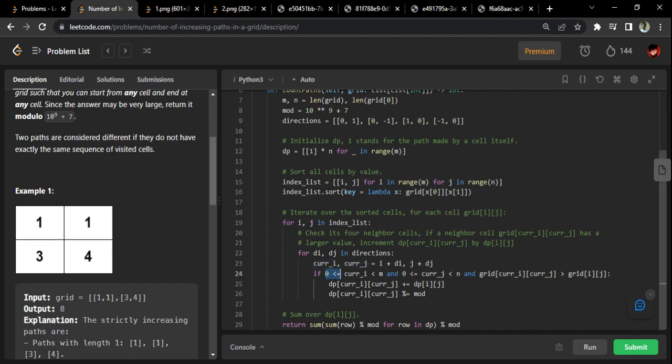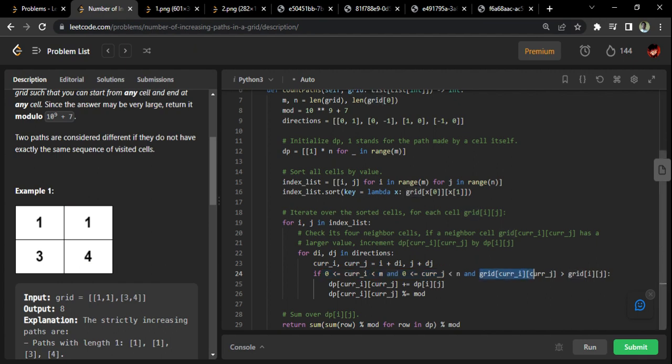Current i and current j basically refer to the adjacent elements. I'm checking here if the current i, the row number, is within the grid. Similarly, the column number represented by current j should be within the grid. Only if it's within the grid will it refer to a value. If it satisfies these two conditions, that means it's an element inside the grid, so definitely it will have a value. That's what we are checking here.